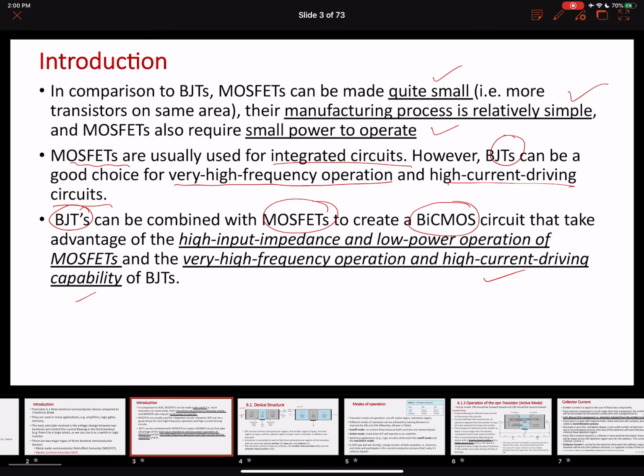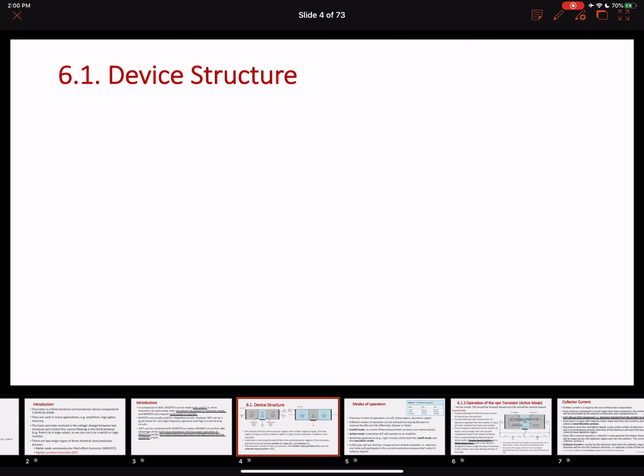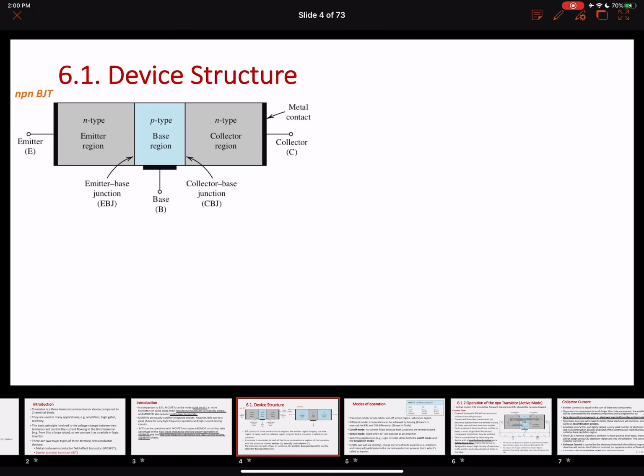Okay. So let's start delving deeper into the bipolar junction transistor. Okay, so here is the structure of the bipolar junction transistor. Here is an NPN BJT. Again, it is a three-terminal device. One terminal is the emitter, another terminal is the base, and the third terminal is the collector.